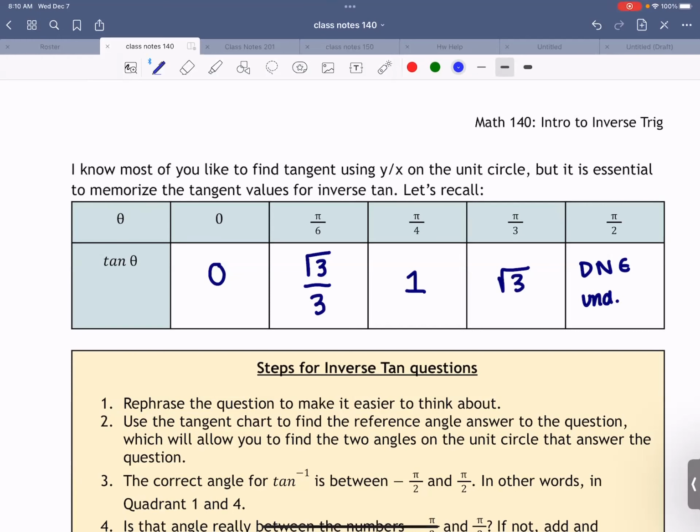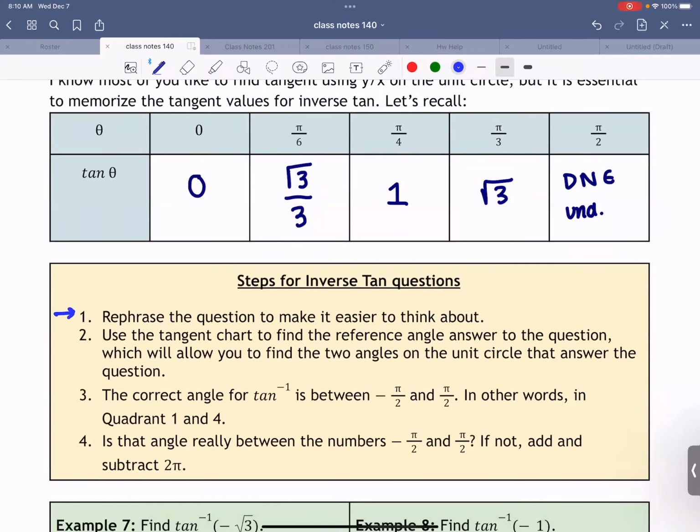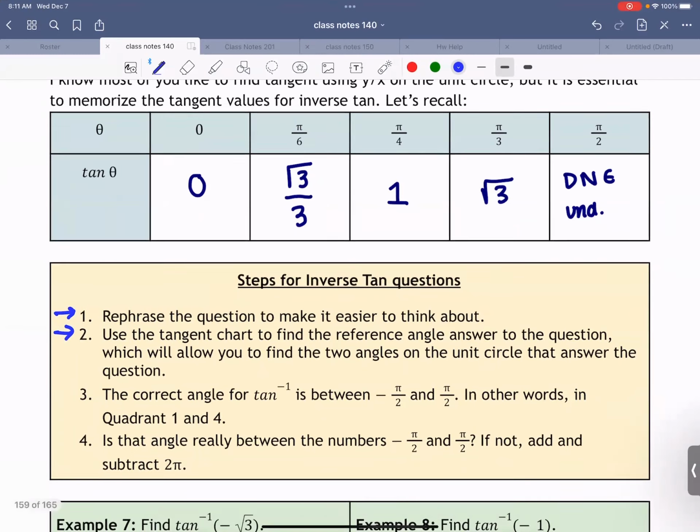And I'm going to give you a little hint on how to do these questions. So for inverse tan, first you're going to do the same thing with all the questions: rephrase the question so it's easy to think about. Next, you're going to use the tangent chart, and that's going to tell you what the denominator of your angle is going to be. Okay, and I know that sounds weird at first, but I promise it'll make sense in an example. Step 3, you're going to make sure it's between or in quadrants 1 and 4. And in step 4, you're going to really ask yourself, is that angle really between negative pi over 2 and positive pi over 2? If not, you might have to subtract or add 2 pi.